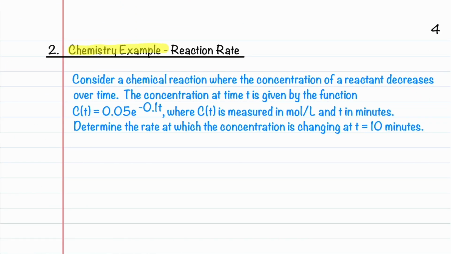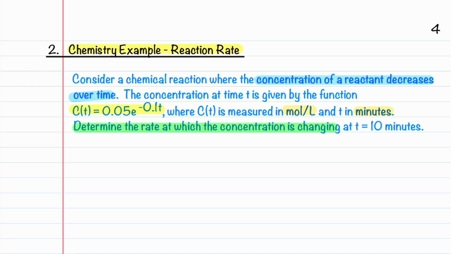Let's now walk through an example involving a chemical reaction rate. We're going to consider a chemical reaction where the concentration of a reactant decreases over time. The concentration at time t is given by the function c of t is 0.05 times e to the minus 0.1 t, and c is measured in moles per liter, and t is measured in minutes. We want to find the rate at which the concentration is changing at t equals 10 minutes.